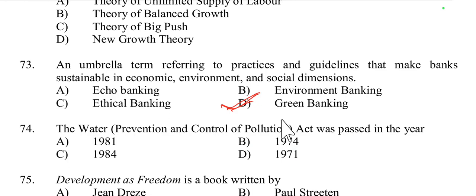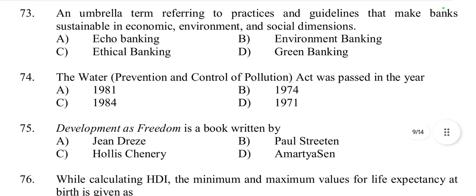Then question number 74, the Water Prevention and Control of Pollution Act was passed in the year 1981, 1974, 84 or 71. The Water Act passed in 1974. Option B, 1974, which was the first environmental law in India aimed at preventing and controlling water pollution.